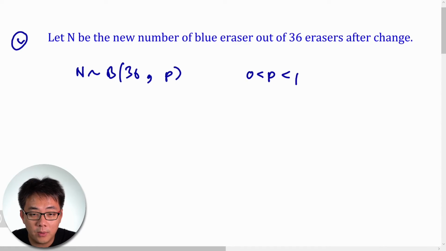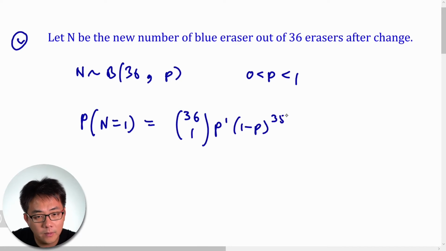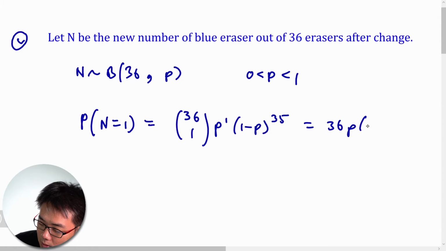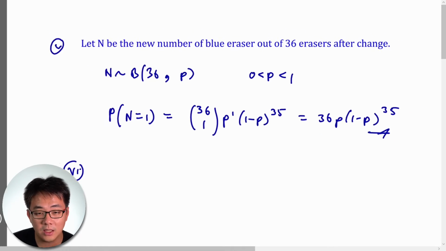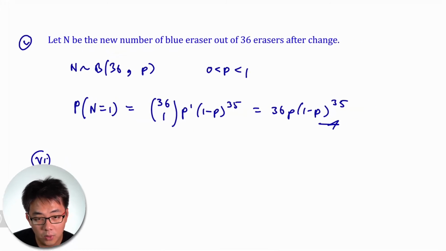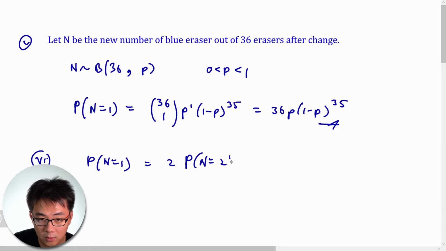Okay, so right now in terms of p, the probability that the box contains exactly one blue eraser, P(N = 1). One box is 35, right? So this one we know is 36 p to the power 1, times 1 minus p to the power 35. So this will be 36 p (1 minus p)^35. That's about it for the first part. Now the next part: the probability that the box contains exactly one blue eraser is twice the probability that it contains exactly two blue erasers. So the probability of exactly one is twice the probability of exactly 2.